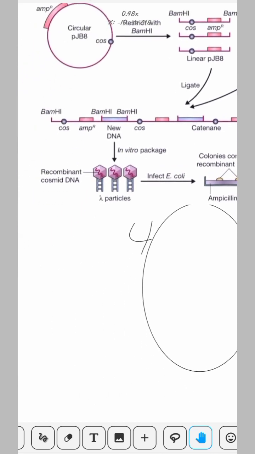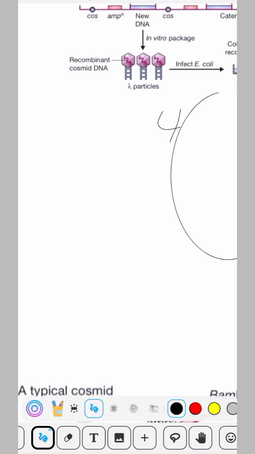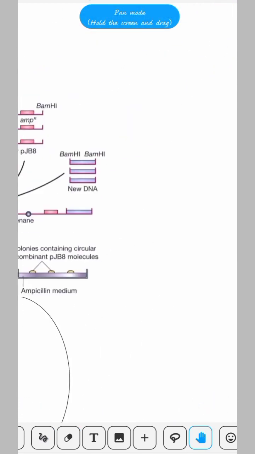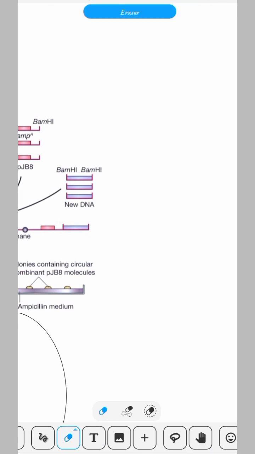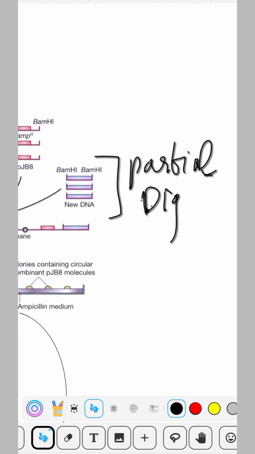Then comes in vitro packaging, which we already learned about because of the cos sites. Now we assume that the inserted DNA is of the right size. I just told you that the inserted DNA should undergo partial digestion, not complete digestion, because complete digestion will make the fragments too small to be carried by the cosmid.